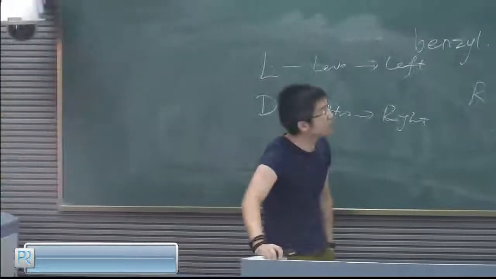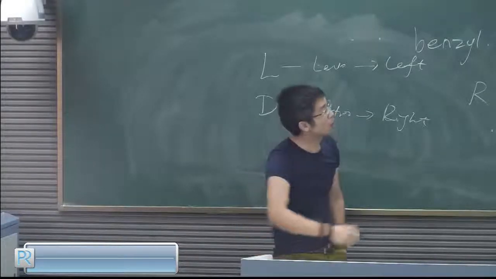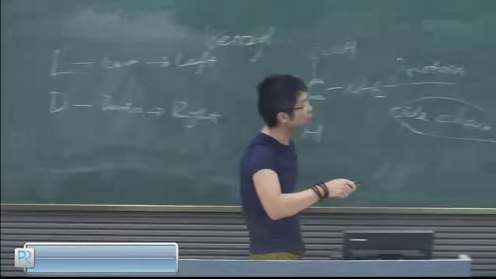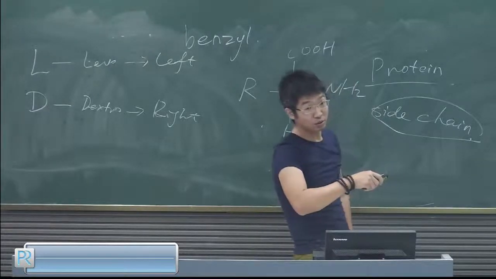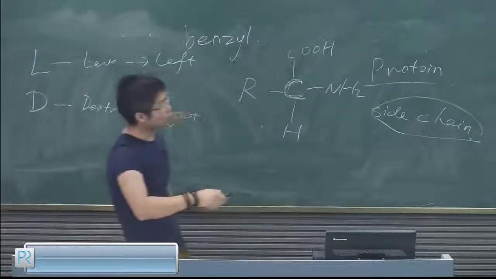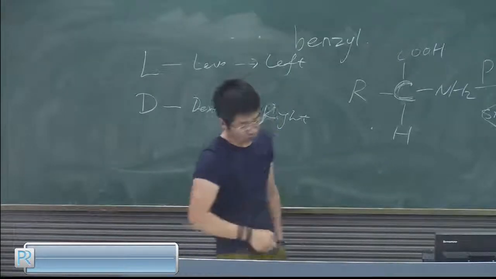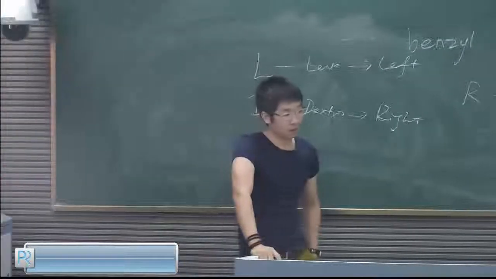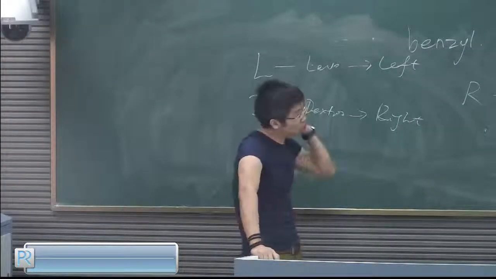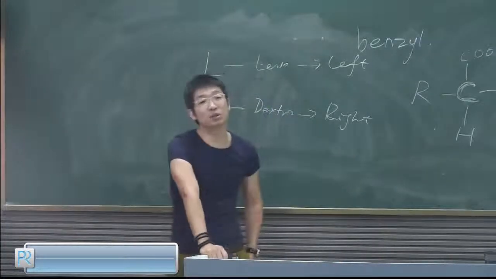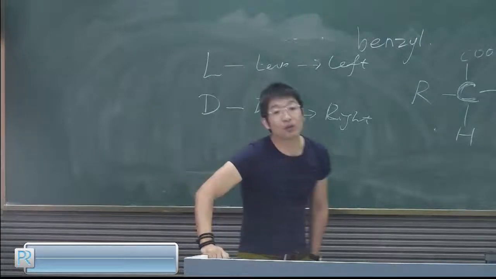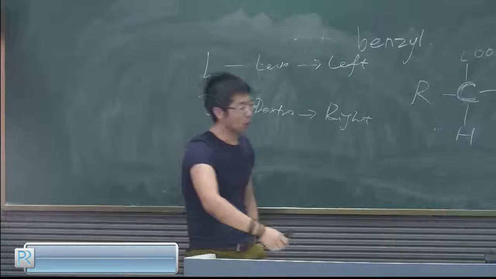Because the alpha carbon atom is bound with four different groups, here the carboxyl group, the amino group, the R group, and hydrogen, there are four different groups around the alpha carbon atom. So we call them enantiomers. Based on this structure, we can divide the 20 standard amino acids into four different groups.